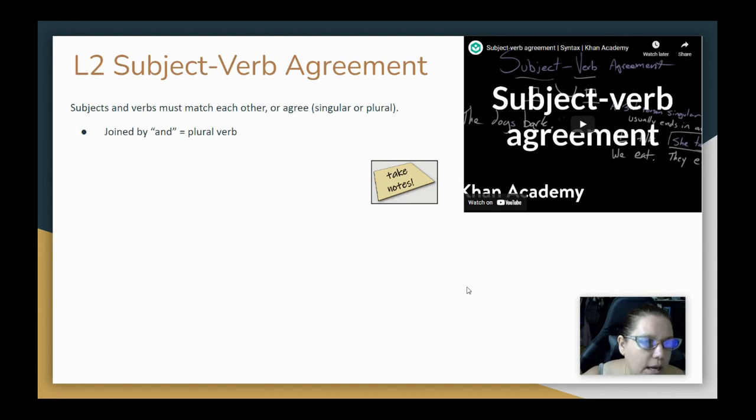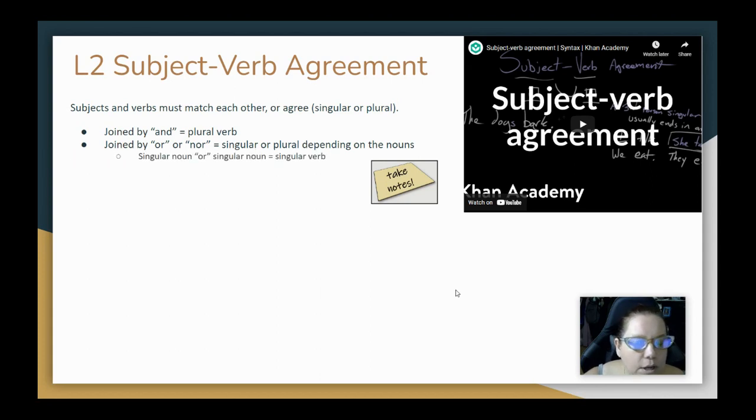So if two nouns are joined by and, then it would be a plural verb, like Joe and Nancy. That's two people, so it would be a plural verb. If they are joined by the word or nor, then they're singular or plural depending on the noun. So if it's two singular nouns joined by or nor, then it's a singular verb. If it's two plural nouns joined, then it is a plural verb.